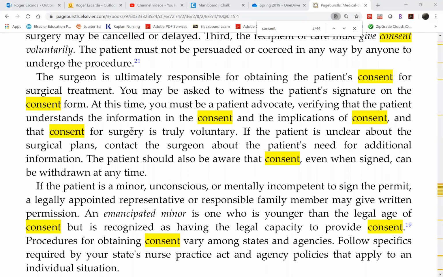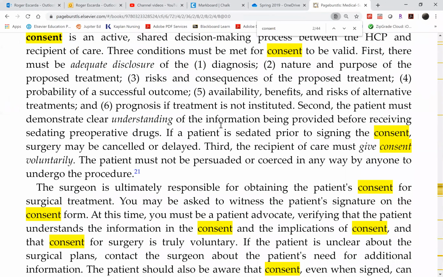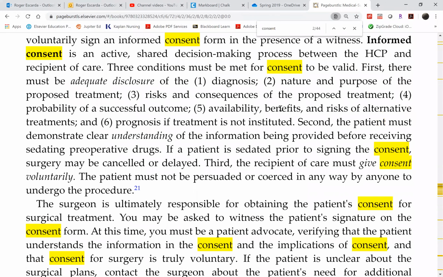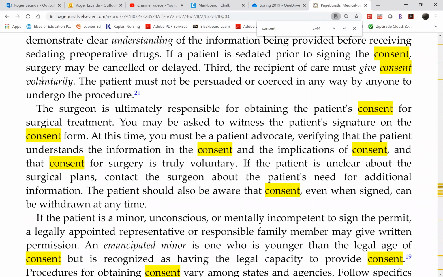So this is page 309. This is informed consent right here. It starts off with what constitutes consent, and they gave you 3 conditions that must be met. And then here is the role of each practitioner.